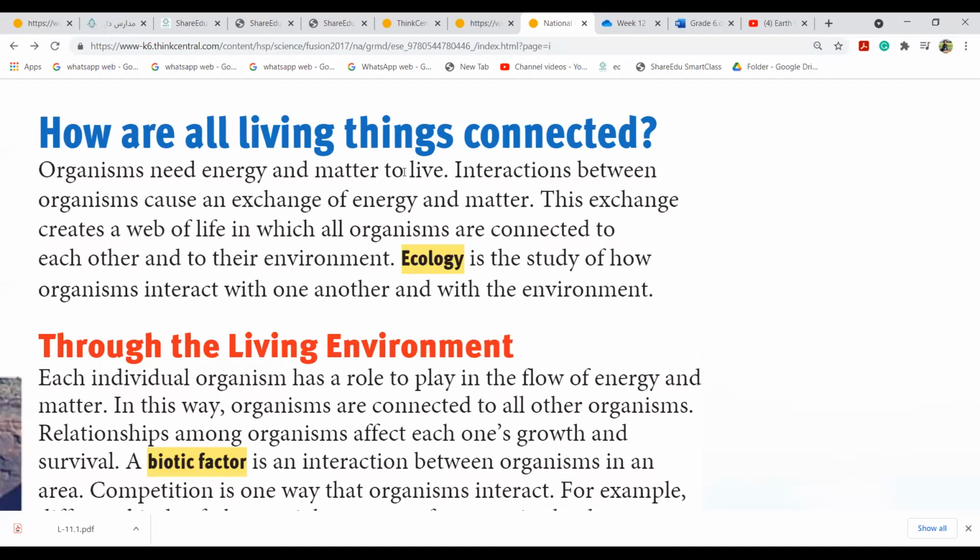Okay. Please read. Organisms need energy and matter to live. Interactions between organisms cause an exchange of energy and matter. This exchange affects organisms, each other, and their environment. Ecology is the study of how organisms interact with one another and with the environment.